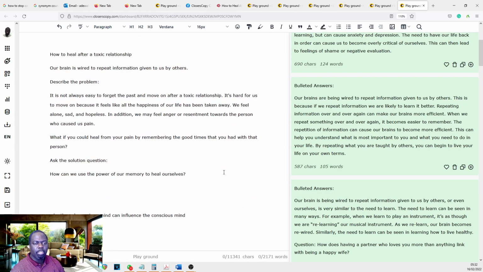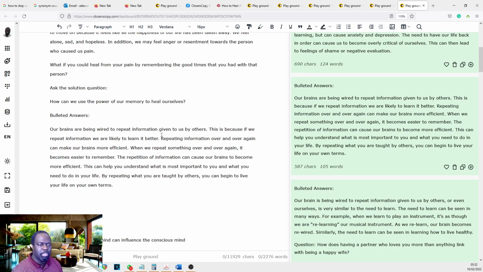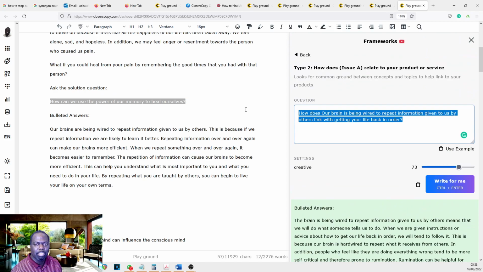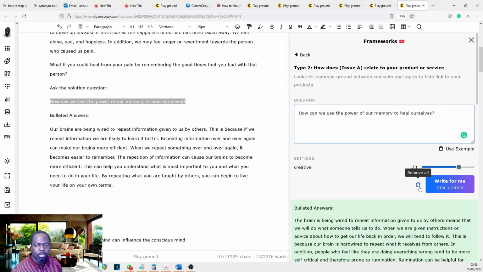So let's say you like some of what is given here. I like some of what is given here, but my problem is that it's not quite tying it to the pain. How can we use the power of memory to heal ourselves? Actually, maybe, you know what? I'm just going to take this question here and plug it here. I think that's a better way to do this.